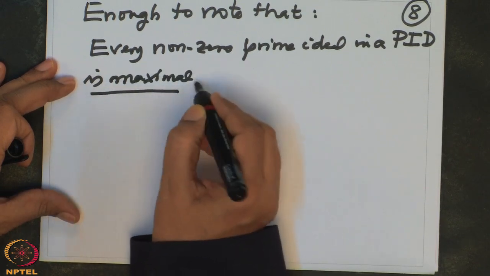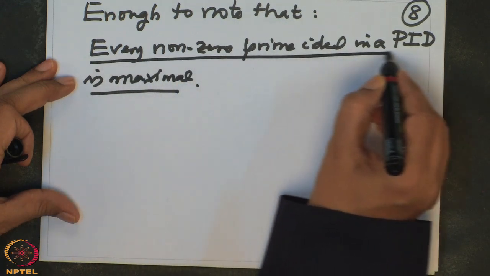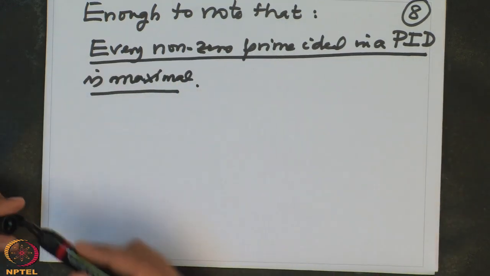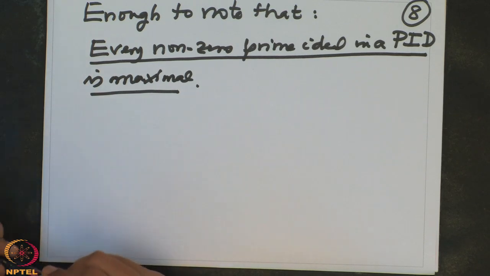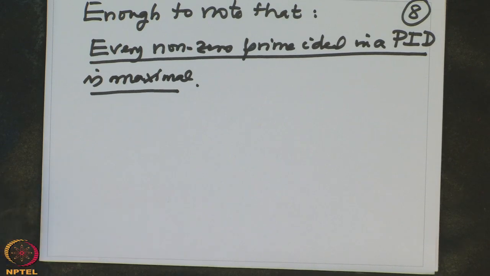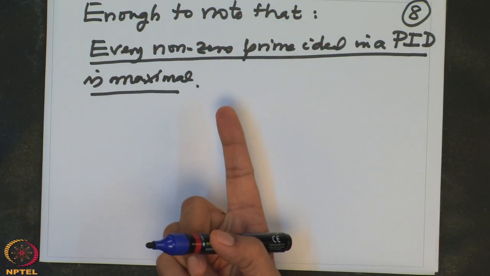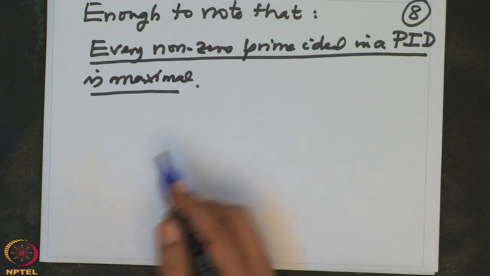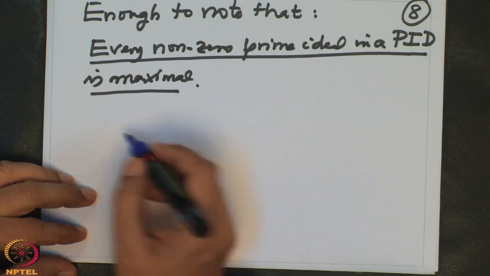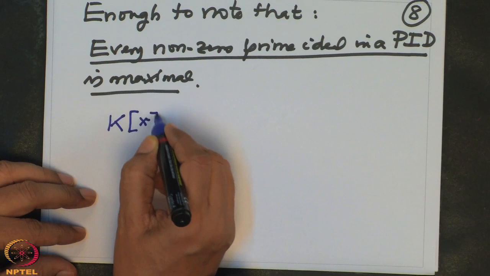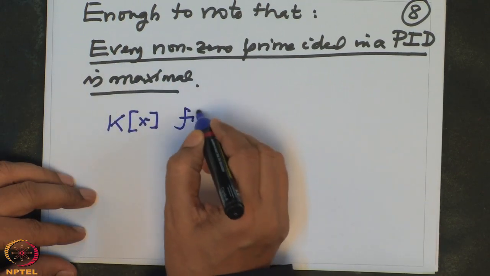I will not prove this, but I strongly recommend that you check it on your own by recalling whatever you have learned in the first course on algebra, namely groups, rings, fields. I can also digress in a simpler way, but you will have to use the same technique to prove that every non-zero prime ideal in a PID is maximal. So what do I want to prove? I want to prove this is a field, so I will indicate that without using this fact.